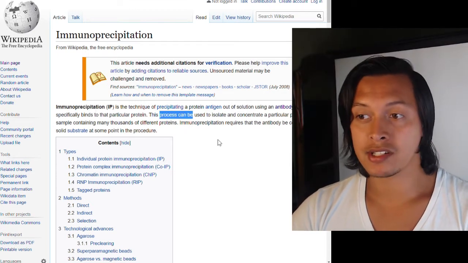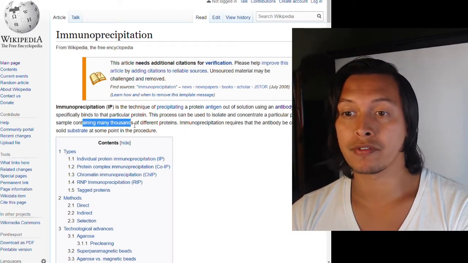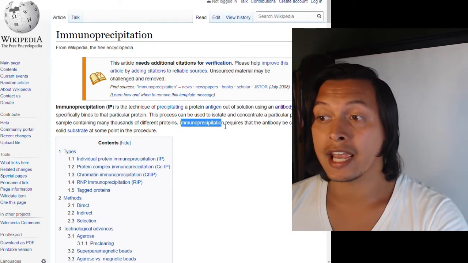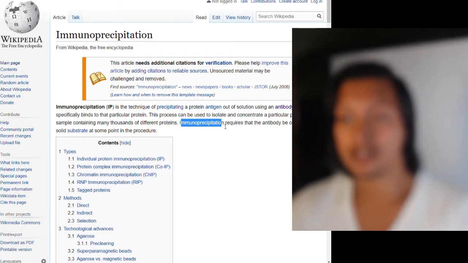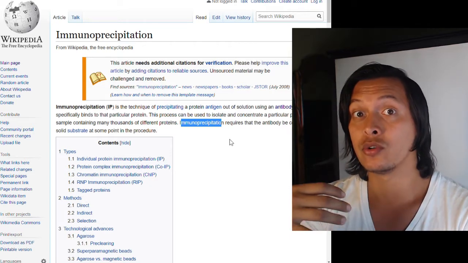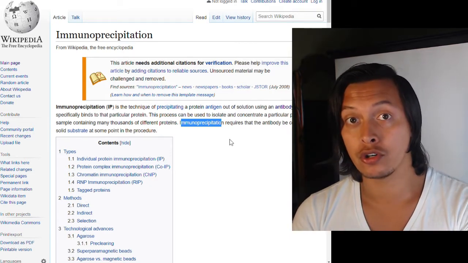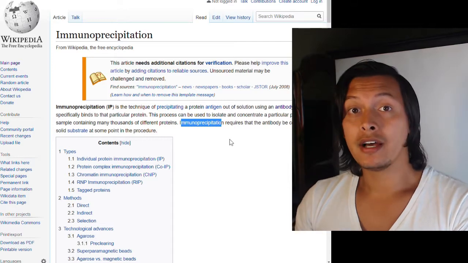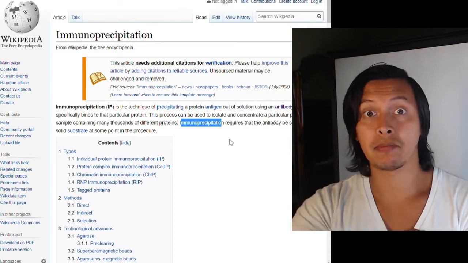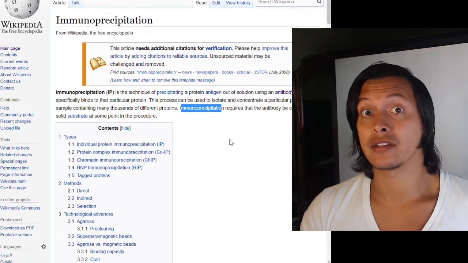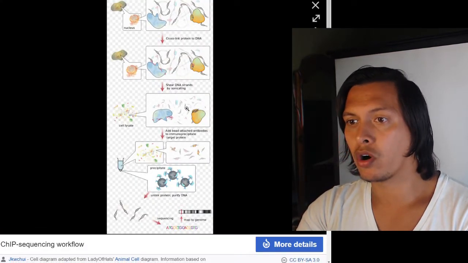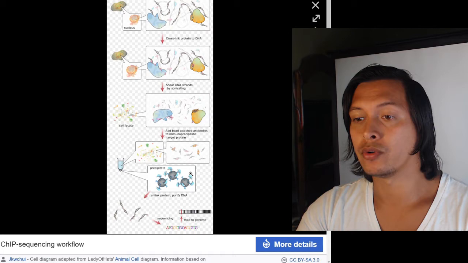So this process can be used to isolate and concentrate a particular protein from a sample containing many thousands of different proteins. And immunoprecipitation requires that the antibody be coupled to a solid substrate at some point in the procedure. So somehow this antibody needs to be bound to something solid. And one of those things could be a chemical reaction of some sort that will take the antibody and fuse it to something that will precipitate out of the solution.